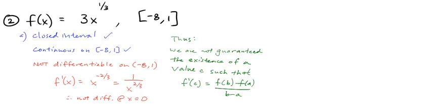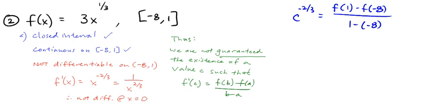So here's what we learned from that. We are not guaranteed the existence of some value c in the interval from -8 to 1, such that the instantaneous rate of change, or the derivative of f at c, is equal to the average rate of change over the interval from a to b. So it may still exist, we're just not guaranteed that it exists. So we're going to go through the procedure of trying to find it anyway, even though it's possible that there may be no value that works for this.